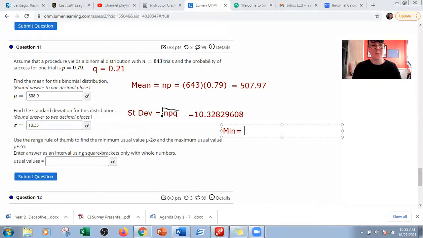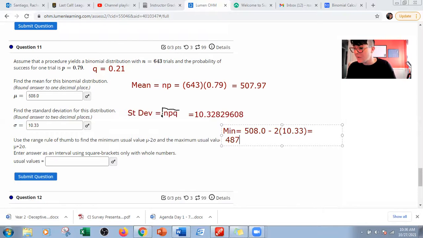So we're going to use the values that we inputted into Lumen. 508.0 minus 2 times the standard deviation, which is 10.33. So let's figure out what this gives us. 508.0 minus 2 times 10.33. I find that my minimum usual value is 487.34.